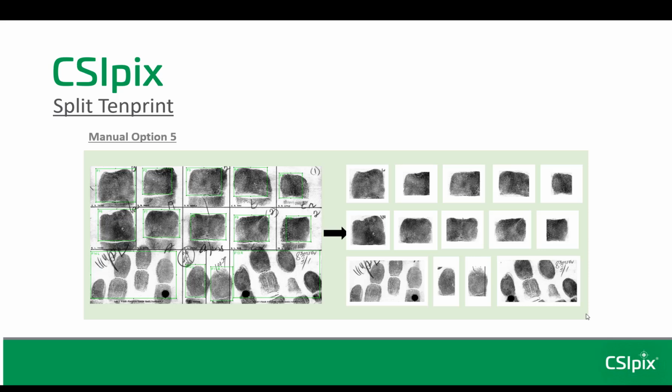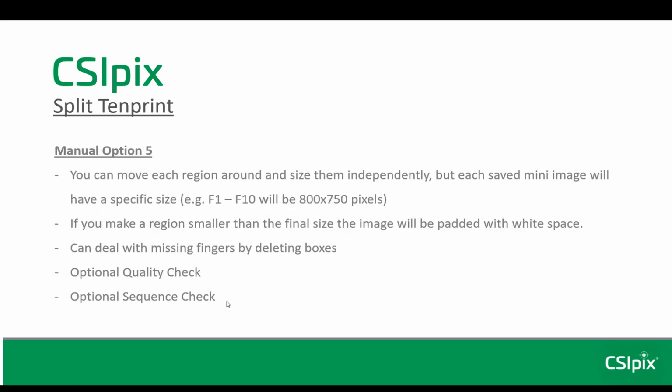Manual option 5 is different from the first 4 because it's really flexible. With manual option 5, you can move each region around and size them independently, but each saved mini image will have a specific size. If you make a region smaller than the final size of the image, it gets padded with white space. You can deal with missing fingers easily by deleting a box. It also has an optional quality check and an optional sequence check. I'll do a quick demo to show you some of these segmentations.